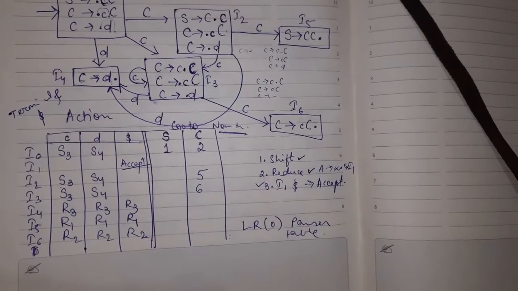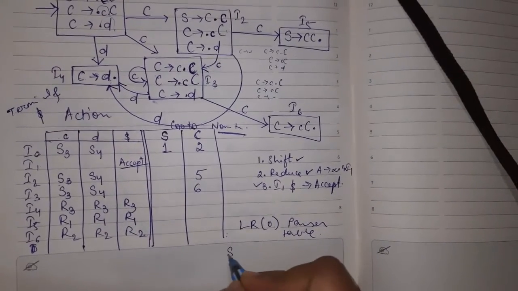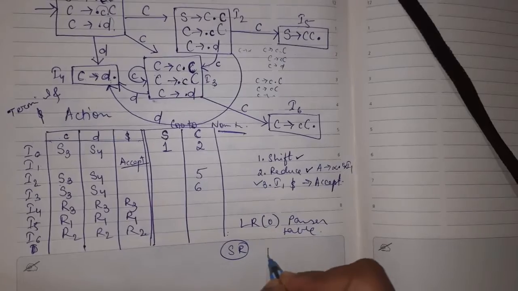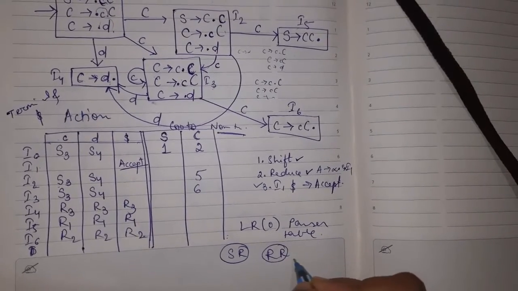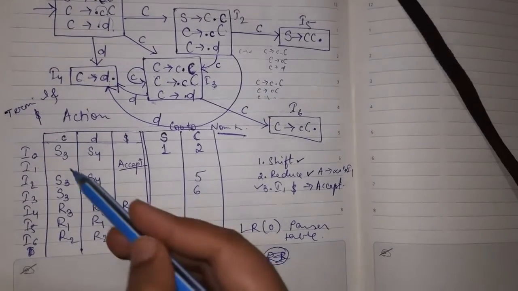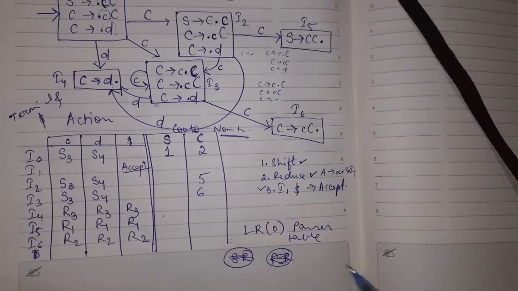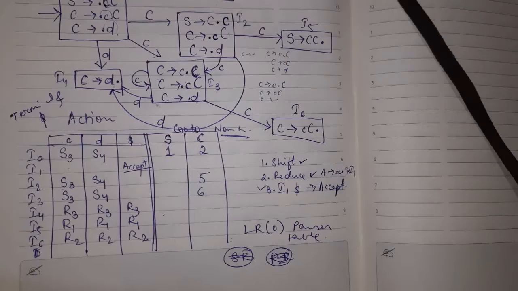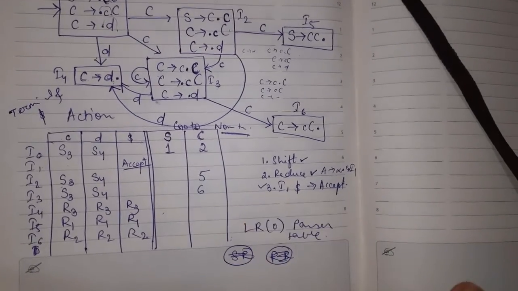Since I have not got any kind of conflict, like shift and reduce in the same place or reduce and reduce in the same place, this is a valid parser table. And the gaps show how much error the table can handle.